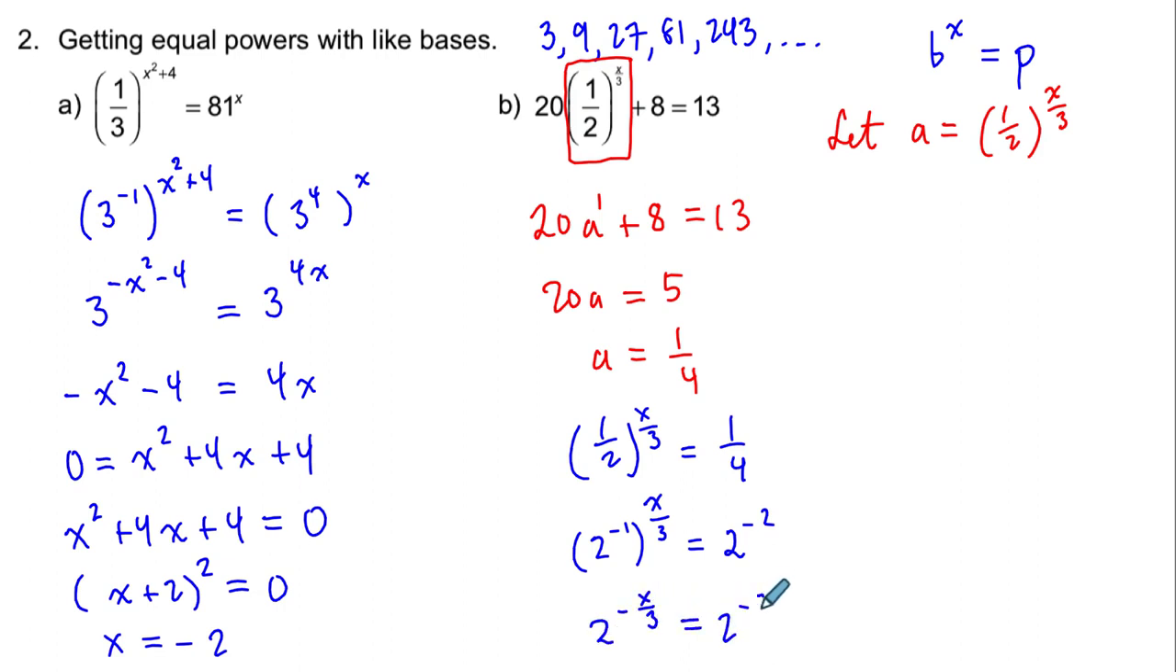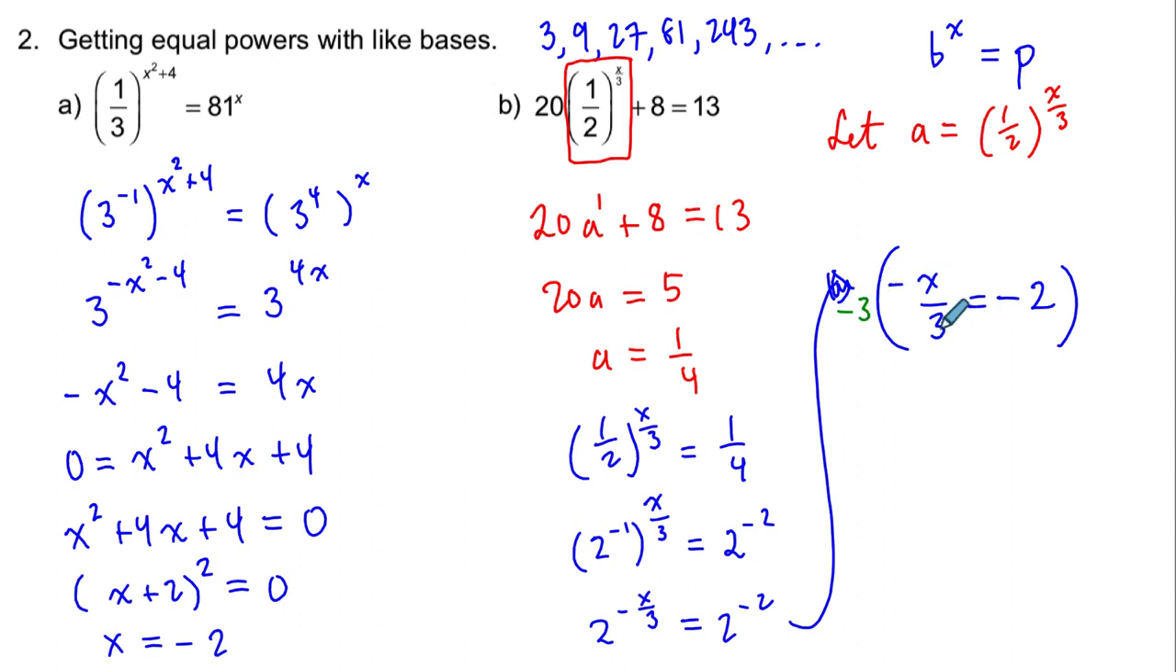Because we have a single power on the left equals a single power on the right, and those powers have the same bases, then by the one-to-one property, the exponents must be equal. We can solve this equation by multiplying both sides of the equation by negative 3. The negative and the 3 will get rid of the negative and the division by 3. And so we end up getting x equals positive 6.